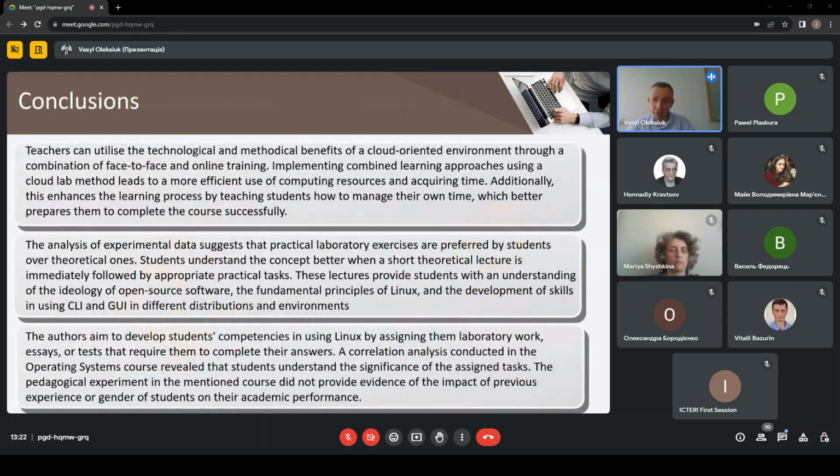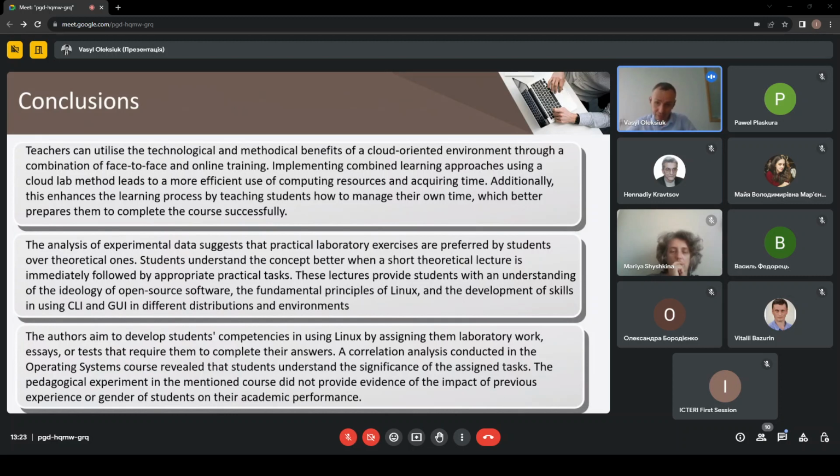We can draw the following conclusions from this study. Teachers can use the technological and methodological benefits of a cloud-based learning environment through a combination of face-to-face and online teaching. The analysis of experimental data suggests that practical laboratory exercises are preferred by the students over theoretical ones. Students understand the concept better when a short theoretical lecture is immediately followed by an appropriate practical task.